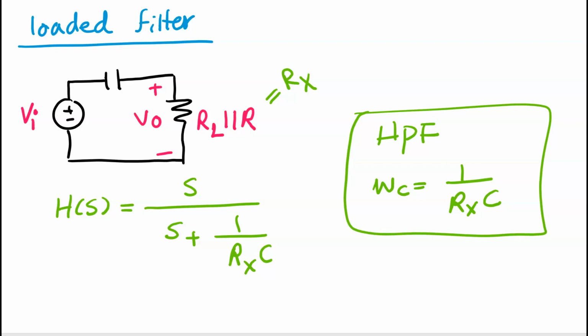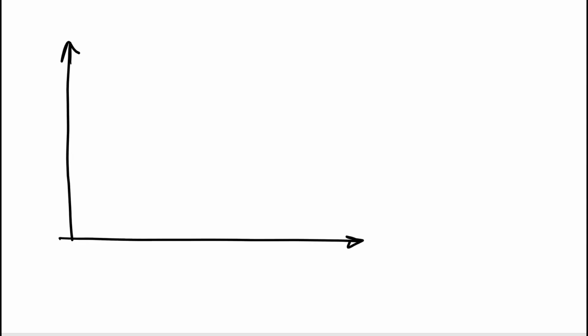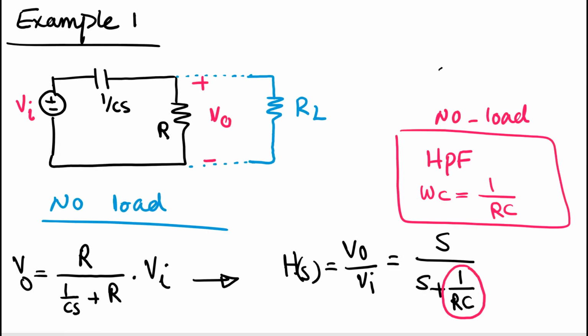Okay, now let's look at the frequency response and see how the magnitude of H at j omega will change for different frequencies. What I can get from both of these two transfer functions is that both of them will approach, if S approaches infinity, or at high frequency, the coefficient is equal to 1. So my magnitude will approach 1.